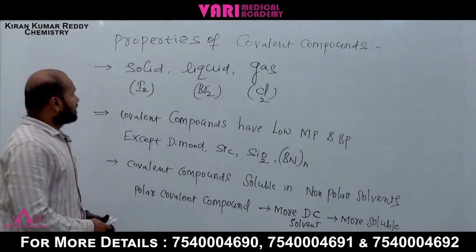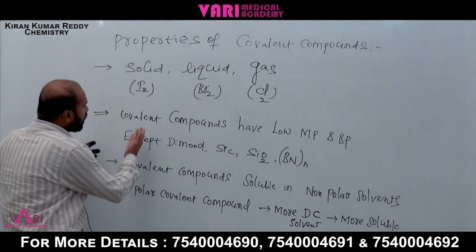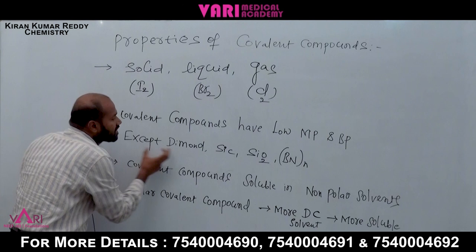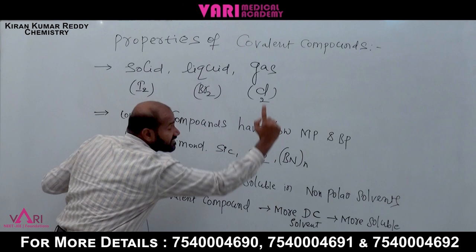These are the properties of ionic compounds. First one is physical state: solid, liquid, gas. In the solid state I2, liquid Br2, and gas Cl2. Next, covalent compounds have low melting and boiling points, but there are exceptional compounds. Next, covalent compounds are soluble in non-polar solvents, but ionic compounds are soluble in polar solvents.